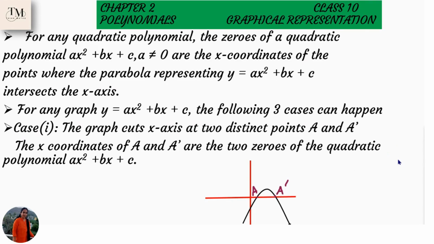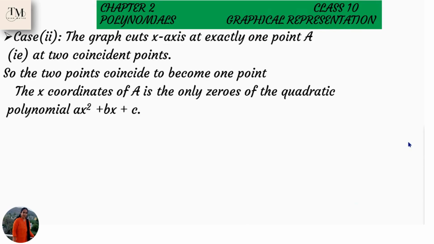Okay, so in the same way, we will get another graph, that is upwards. In upwards too, we will get 2 points A and A dash. So these two A and A dash are the zeros of the quadratic polynomial. Okay. So in the next case, case 2, the graph cuts the x-axis at exactly one point, that is, at two coincident points.